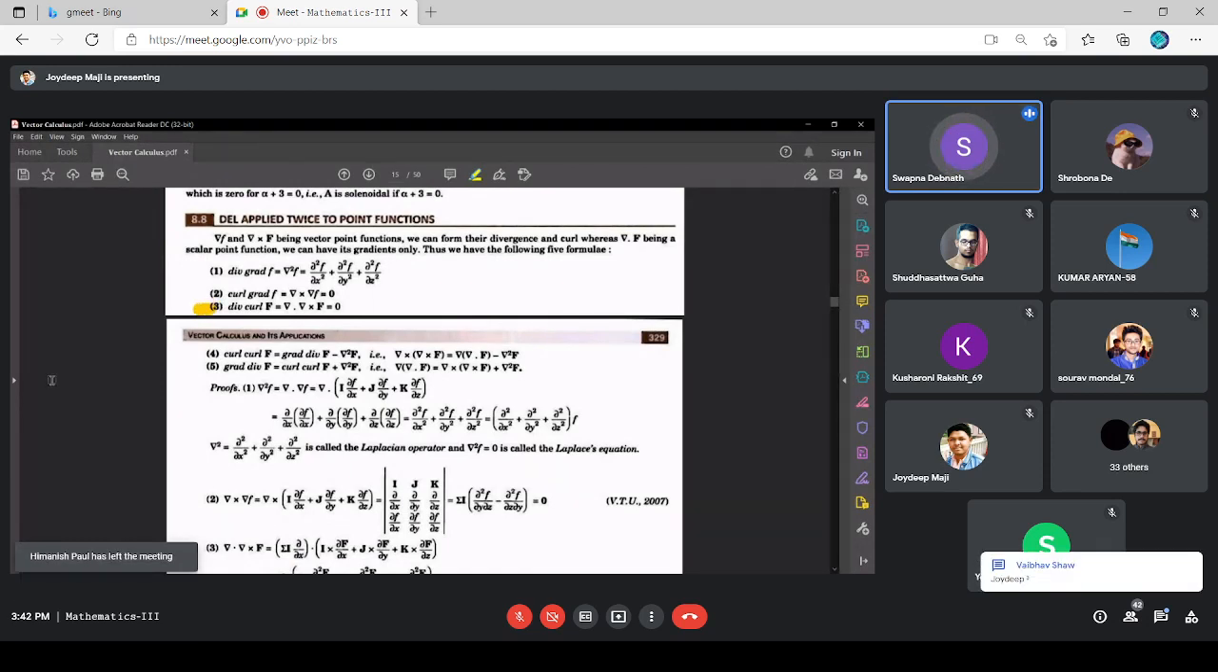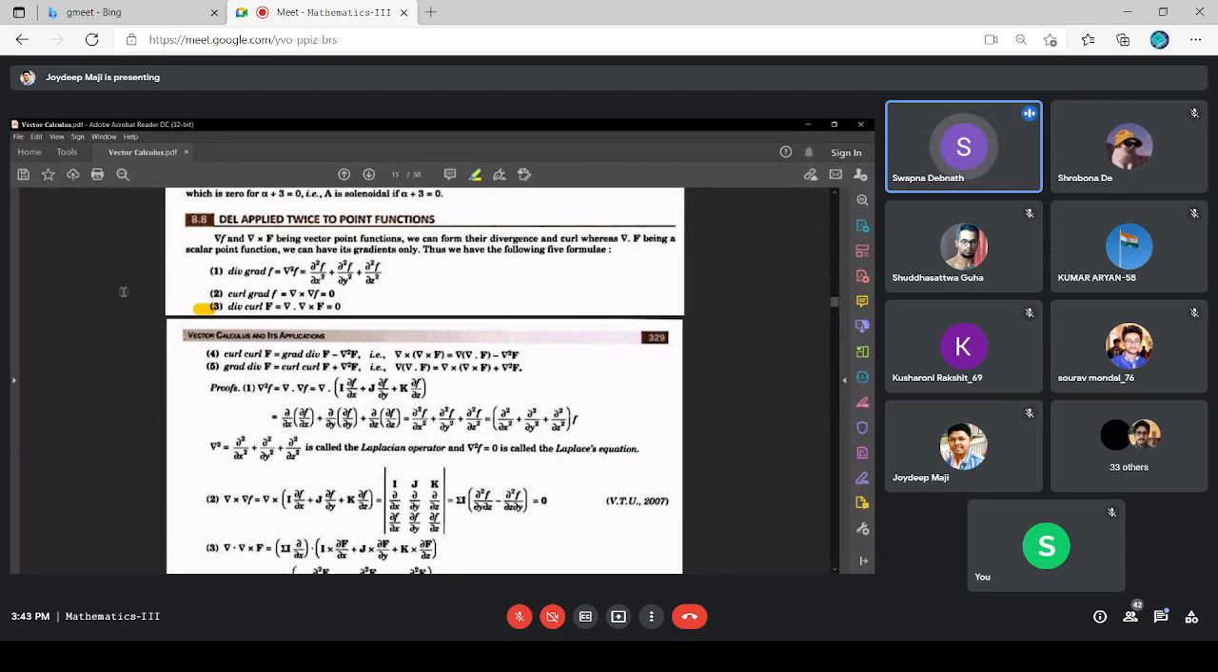This del square operator is called the Laplacian operator. Del square is called Laplacian operator. Now the second proof. Second proof is curl of grad f. Divergence of grad f is equal to this.